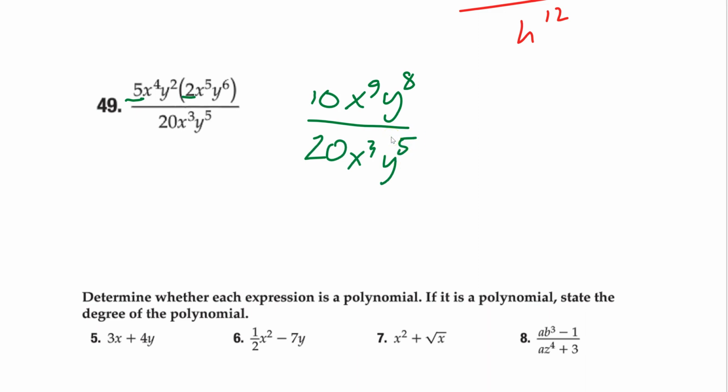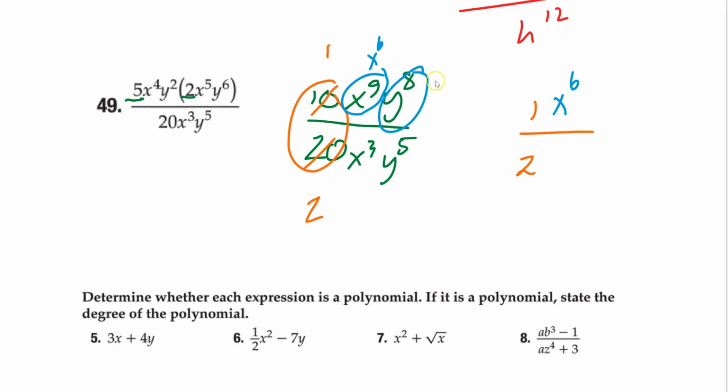Now we simplify. Let's do the numbers first. 20 over 10 is just 1/2, 1 on top, 2 on the bottom. Then let's do the powers. Remember, I just like to look at which one has more. For my x's, I have more x's on top by 6. And on my y's, I have more y's on top by 3. And there you go, 1/2 x^6 y cubed. So that's how you simplify.